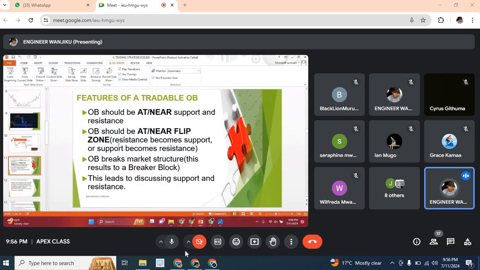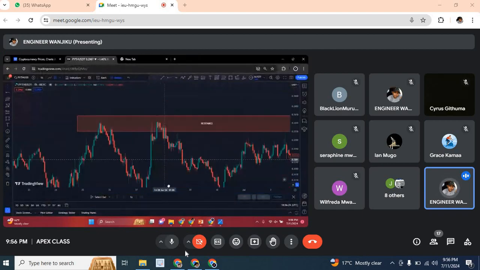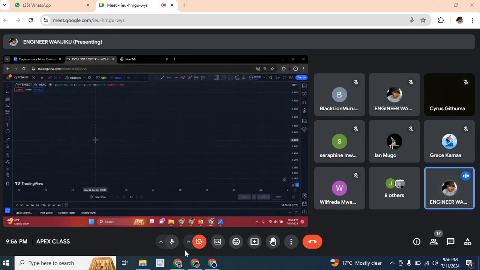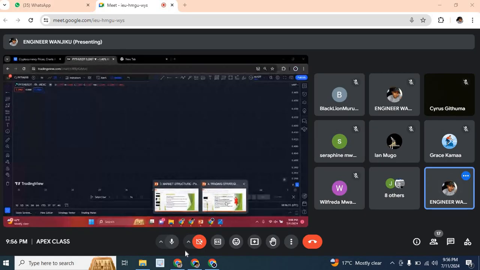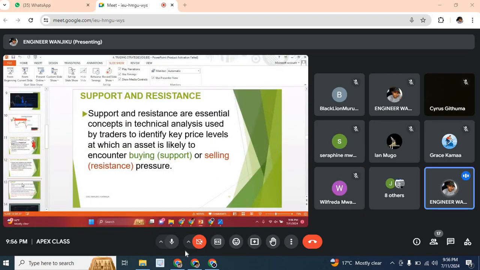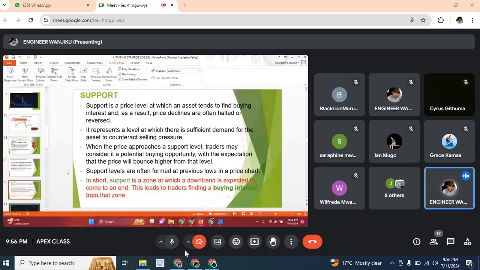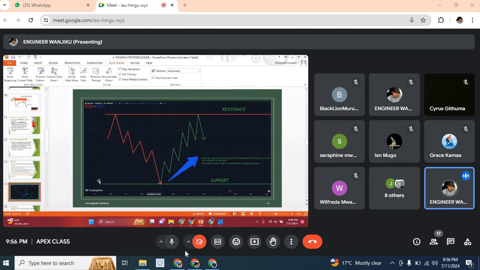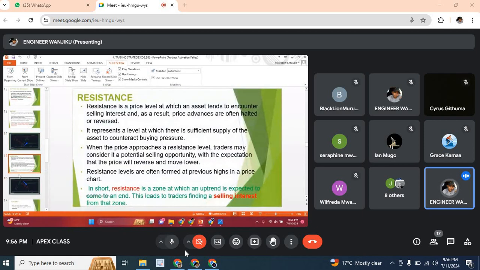Then the second feature of a tradable order block is that it should be at or near the flip zone. So what do we mean by flip zones? Let me just use what is here to save on time. I've already covered what is support. We have said that the support is a zone where a downtrend is expected to come to an end, or where we expect to experience buying pressure. This we have covered, the support and resistance.